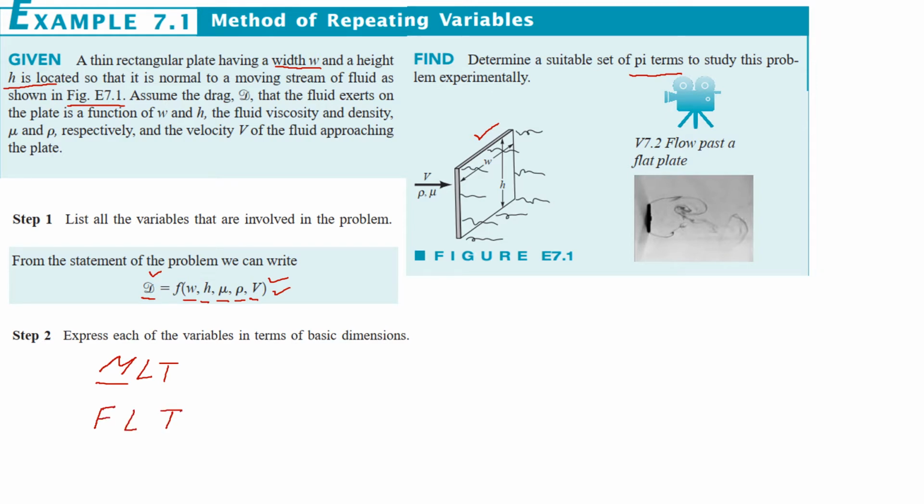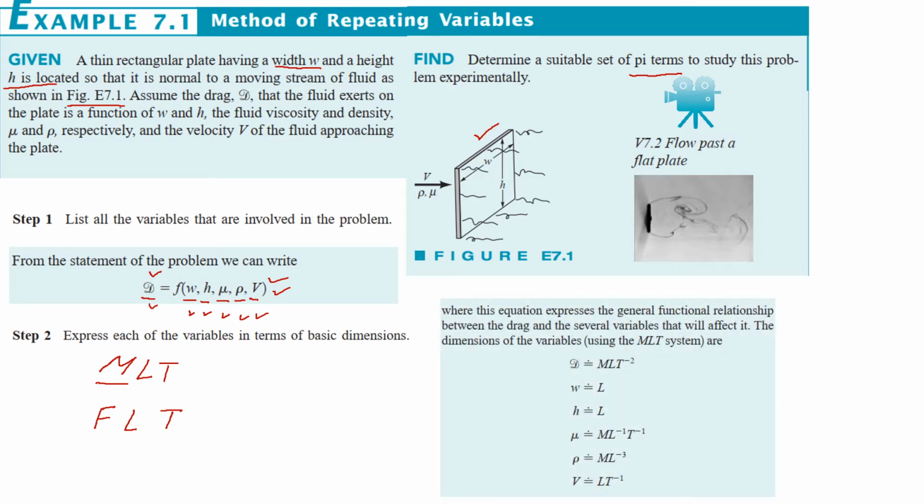So what we are required to do now is to write the basic dimensions of all these variables that we just defined, and let's do that. So here drag is a force. Drag is a force, so it will have the basic dimensions of a force, that is mass, kilogram meter per second square. So that's why it is MLT to the power minus 2. Width is a length, so it will have basic dimensions of a length. Height is also a length, so it will also have basic dimensions of a length.